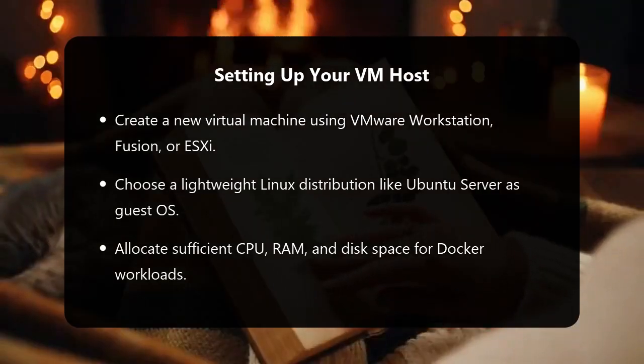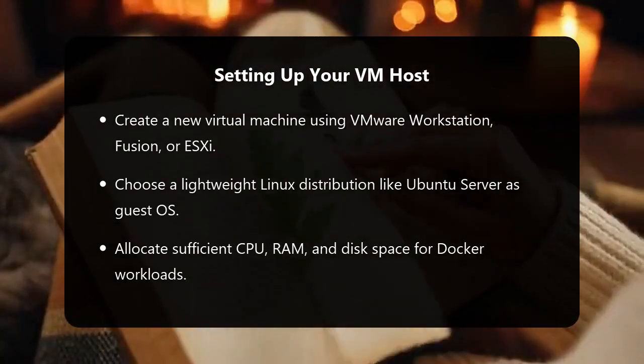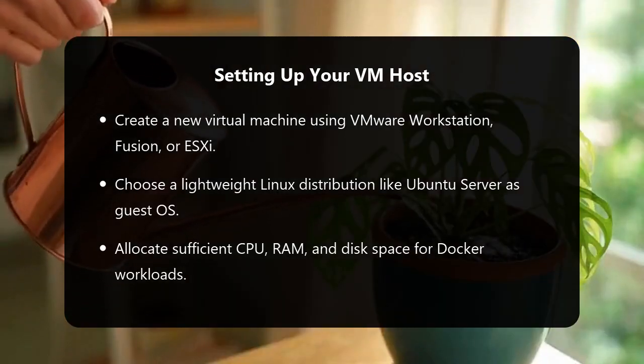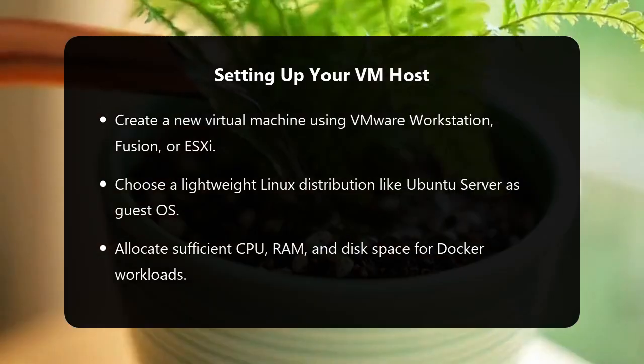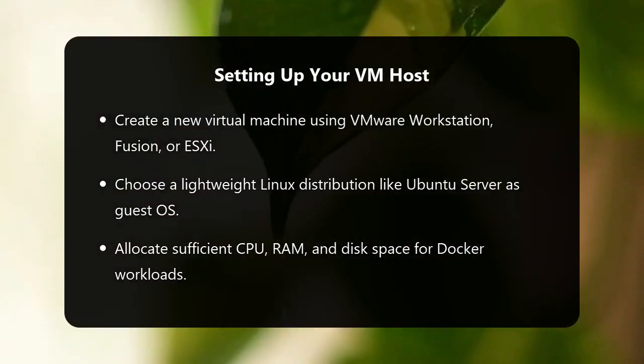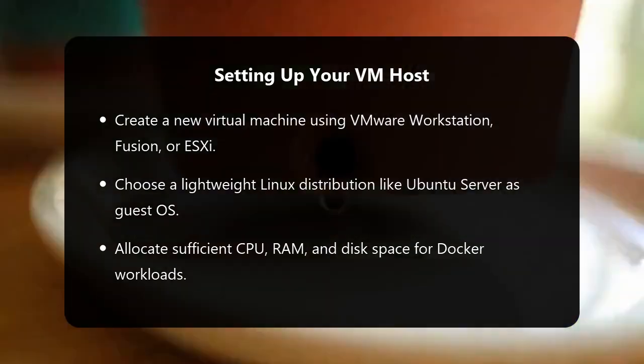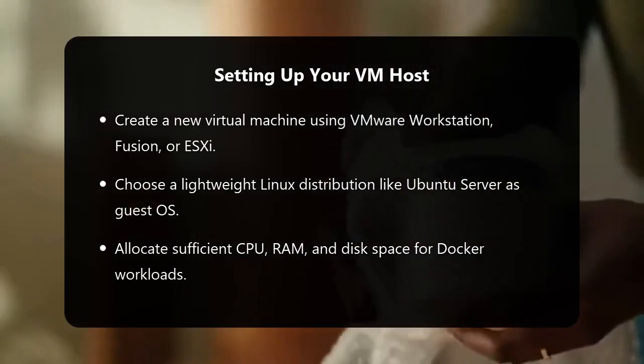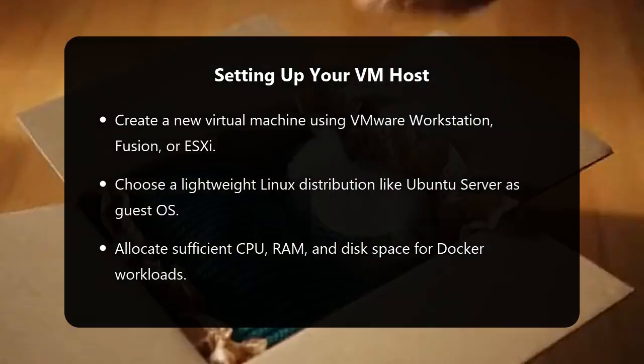Once the VM is created and configured, the next step is to install your chosen Linux distribution onto it. Follow the standard installation procedures for the OS, ensuring all system updates are applied post-installation to patch any vulnerabilities and gain access to the latest packages. With the guest OS ready, you can proceed with installing the Docker engine.